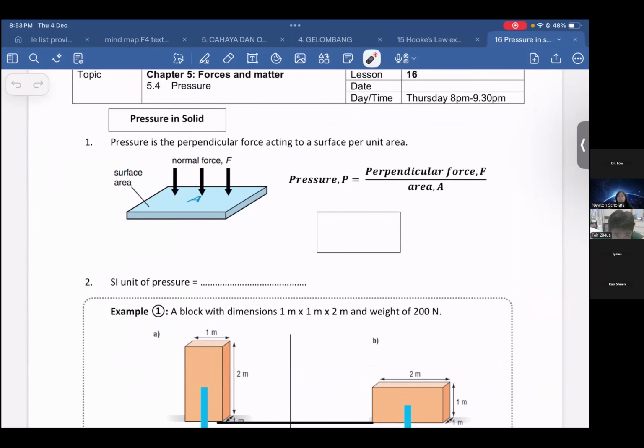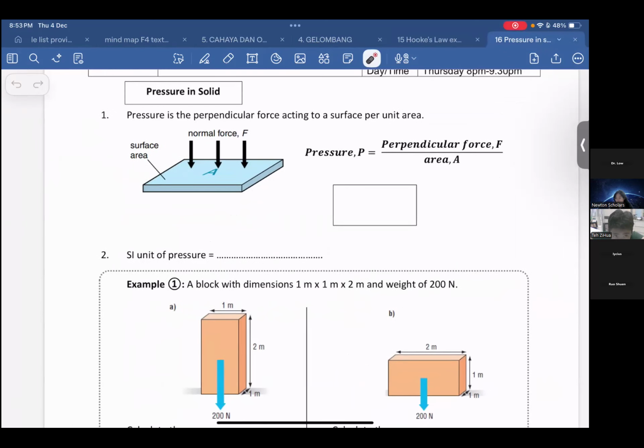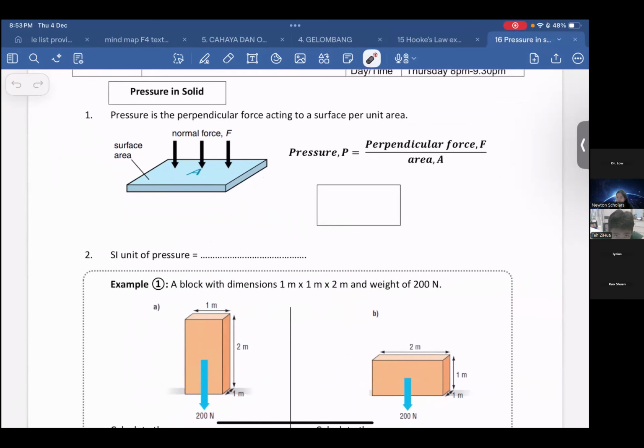Lesson number 6 actually is very easy. I know that in year 9 you learned about pressure in solids. Here, pressure is the perpendicular force acting on the surface per unit area A. So here write down P equals F over A.